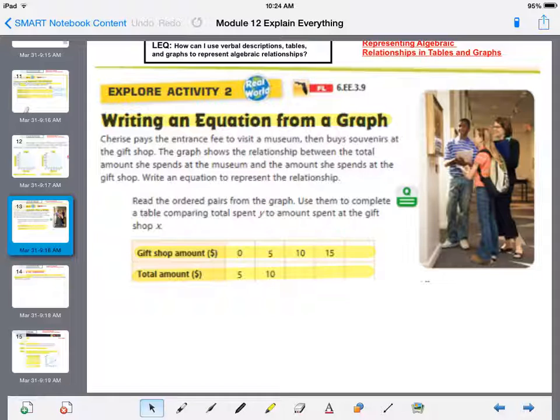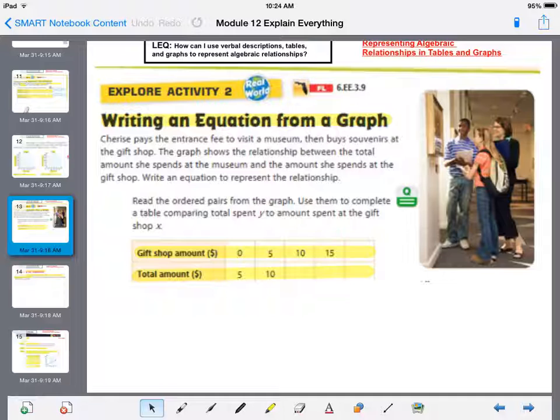Here we're going to write an equation from a graph. We have this young lady who pays an entrance fee to visit a museum, and then she buys souvenirs at the gift shop. Based on this relationship, we see that if she doesn't spend anything at the gift shop, she's still paying $5 entrance fee. So the total amount is definitely dependent on the gift shop amount. If she spends $5 at the gift shop, she's going to spend a total of 10.